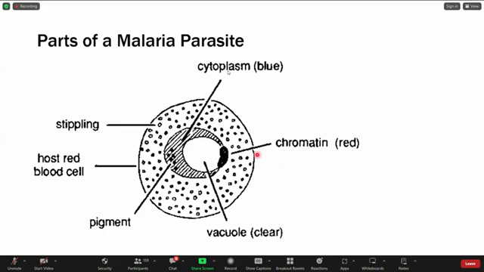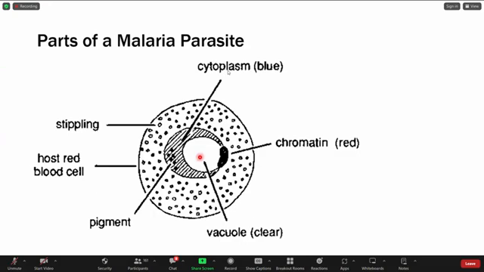This is a picture of a parasite inside a red blood cell. This bigger circle is that of a pictorial of a red blood cell. Then the circle inside, the one in the middle, is the parasite. Then the small circle inside, that is white. This one is a vacuole.